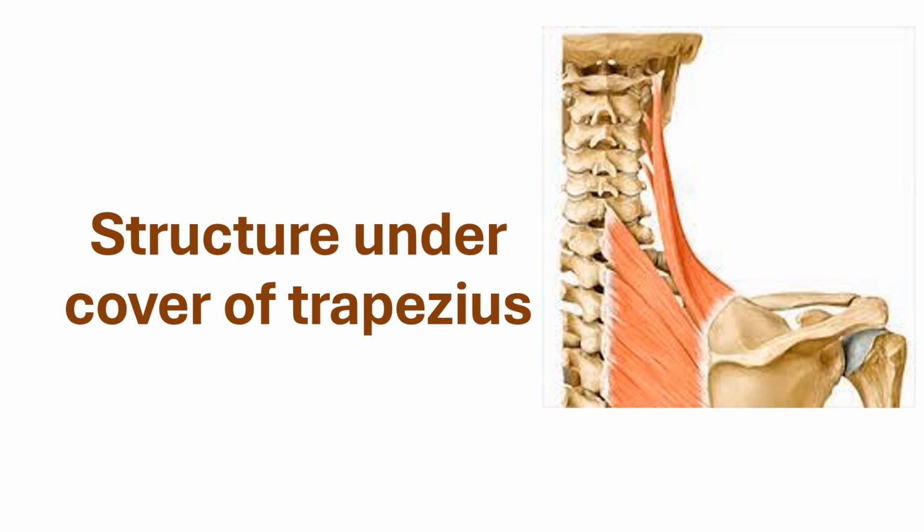In this video, we are going to see about structures under cover of trapezius. Under the trapezius muscle, there are four muscles present deep to trapezius: levator scapulae, rhomboideus minor, rhomboideus major, and the part of latissimus dorsi.